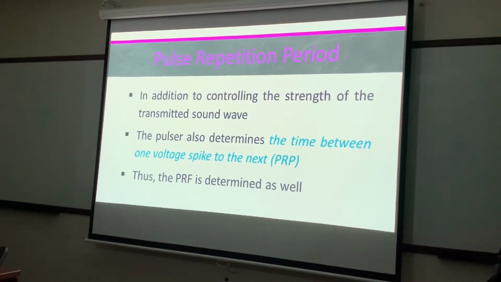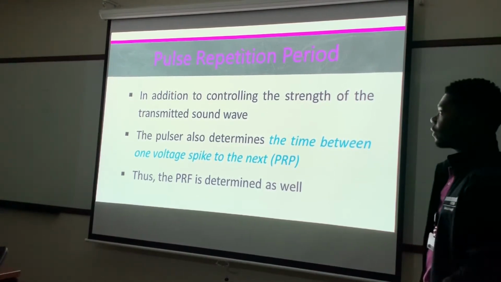So, those are all of the things that affect the amplitude, correct? Our signal to noise ratio. We talk about our pulsar. Those are what's affecting the actual amplitude of our beam. Still dealing with the pulsar, because we know the pulsar also determines PRP and PRF.